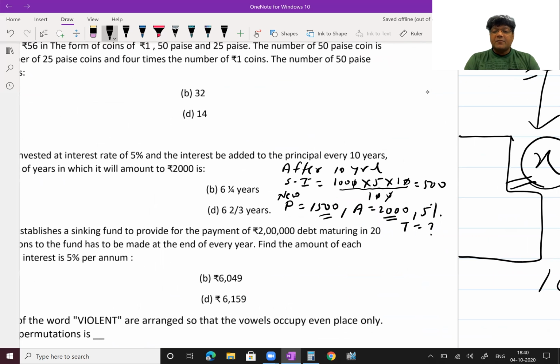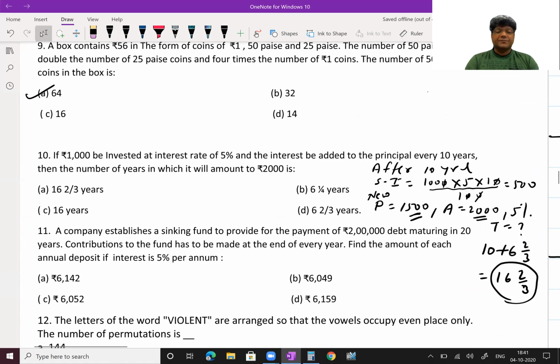After 10 years it will be 1500, and then after 6 2/3 years it will be 2000. So total how many years? 10 plus 6 2/3 years. That means it will come 16 2/3 years. So from the beginning, after 16 2/3 years, the value will be 2000. Any option? First option.